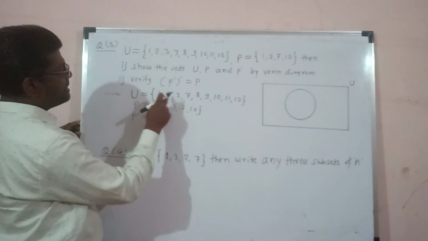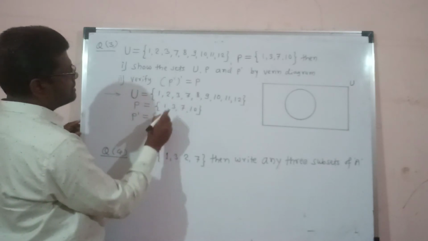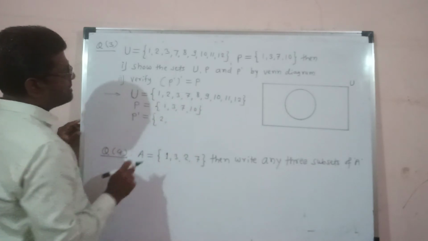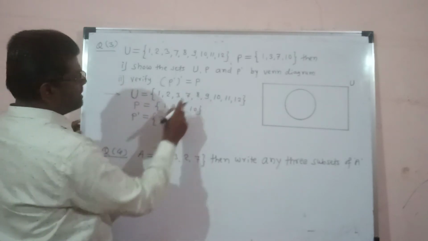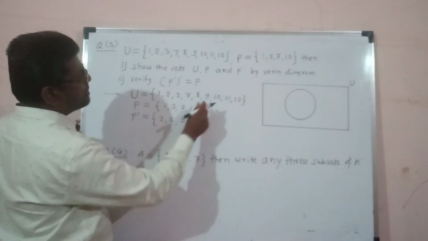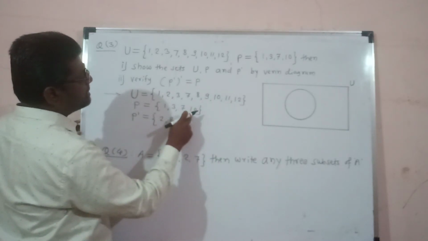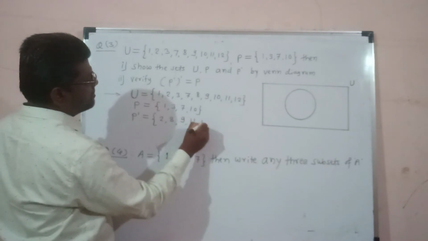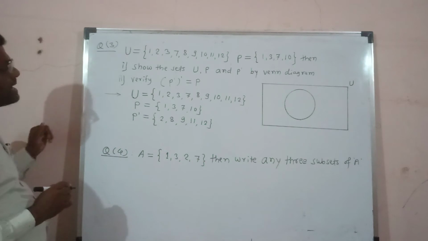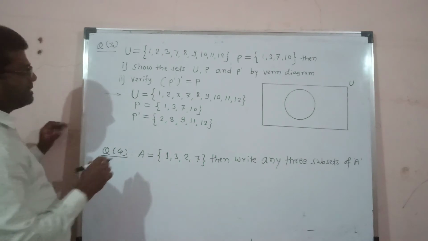Therefore 1 we do not take, 2 we take, 3 as it is in P don't take, 7 as it is in P don't take, then take 8, then take 9, don't take 10 as it is in P, take 11, 12. In this way we have P dash, that is the complement of P.